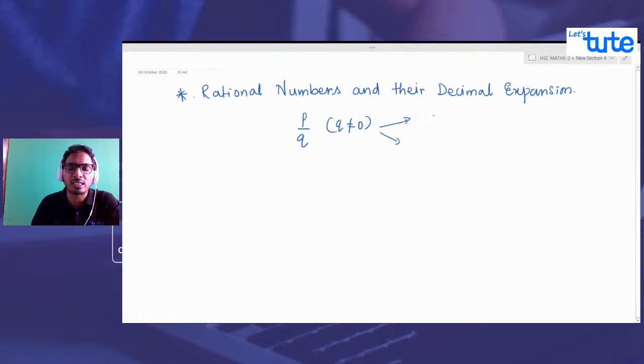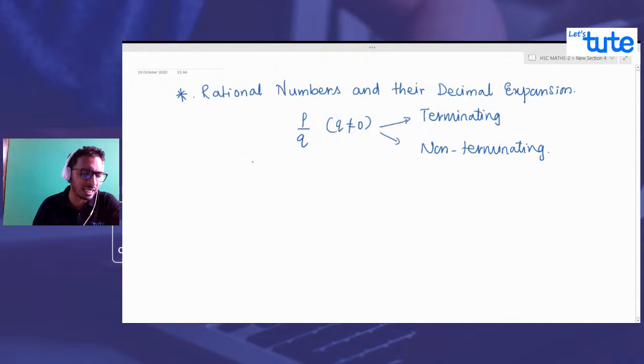We can segregate these into two types. One type of rational numbers are those which are terminating, and the second type is non-terminating. Today we are going to see how to identify whether a rational number is terminating or non-terminating. There are different ways to figure this out. Let us see that with some examples.